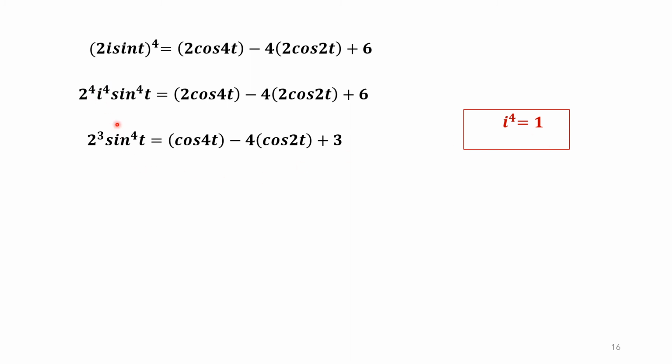So we will get 2 cube sin raised to 4t is equal to, after cancelling 2, cos 4t minus 4 cos 2t plus 3. Or sin raised to 4t is equal to, 2 cube is 8, so 1 upon 8 will come on the right hand side. Cos 4t minus 4 into cos 2t plus 3. This is sin raised to 4t.